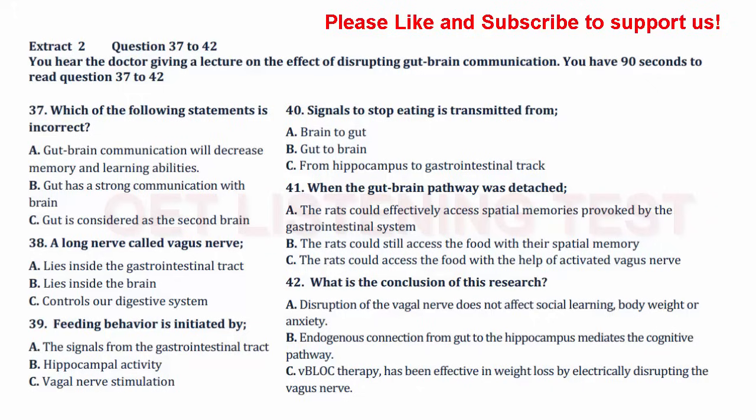A study conducted on this topic utilized a novel rodent model that terminates about 80% of gut to hippocampus communication while still retaining fundamental brain to gut motor signaling. The study revealed that when this gut-brain pathway was detached, the rats displayed impaired episodic and spatial working memory. That means the rats could not effectively generate and access spatial memories provoked by the gastrointestinal system.